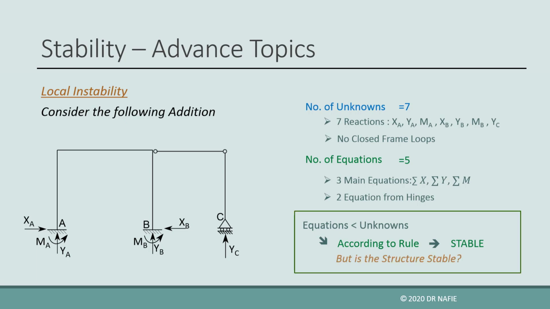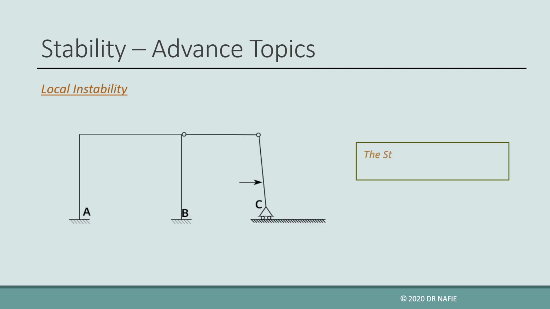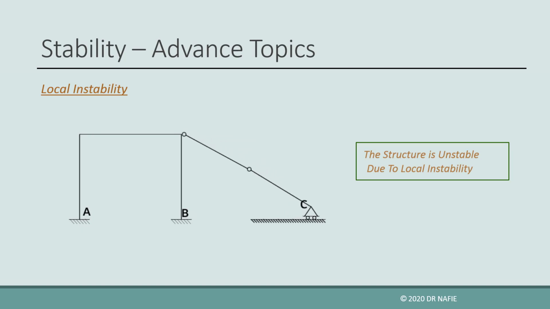In reality, however, the structure is unstable. Instability occurs in the added part, as shown by the failure mechanism. It is considered a local instability because instability occurs in only a part of the structure.